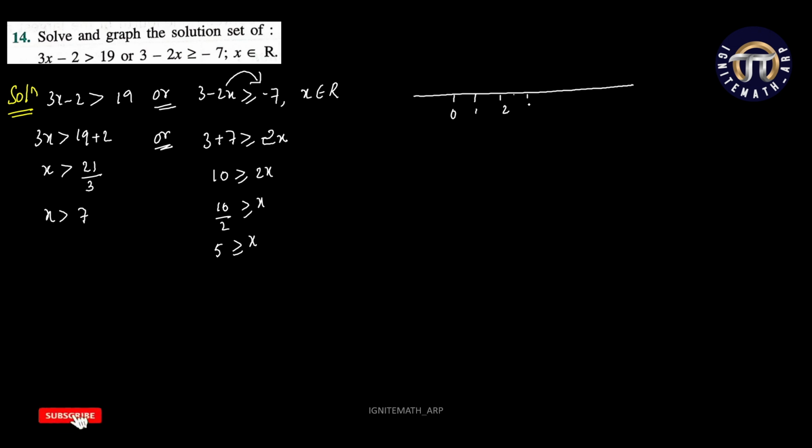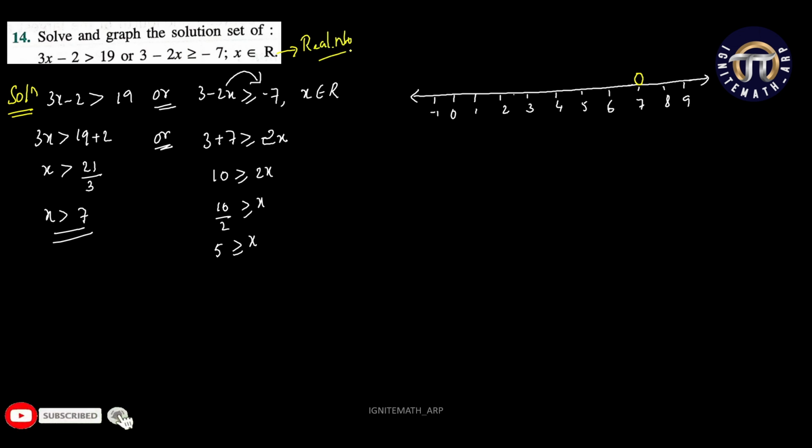1, 2, 3, 4, 5, 6, 7, 8, 9. Okay, then I'll just write some numbers over here. Now see, x is greater than plus 7. So plus 7 is here. I'll draw a circle. Okay, and x belongs to the set of real numbers. So this is your solution, replacement set.